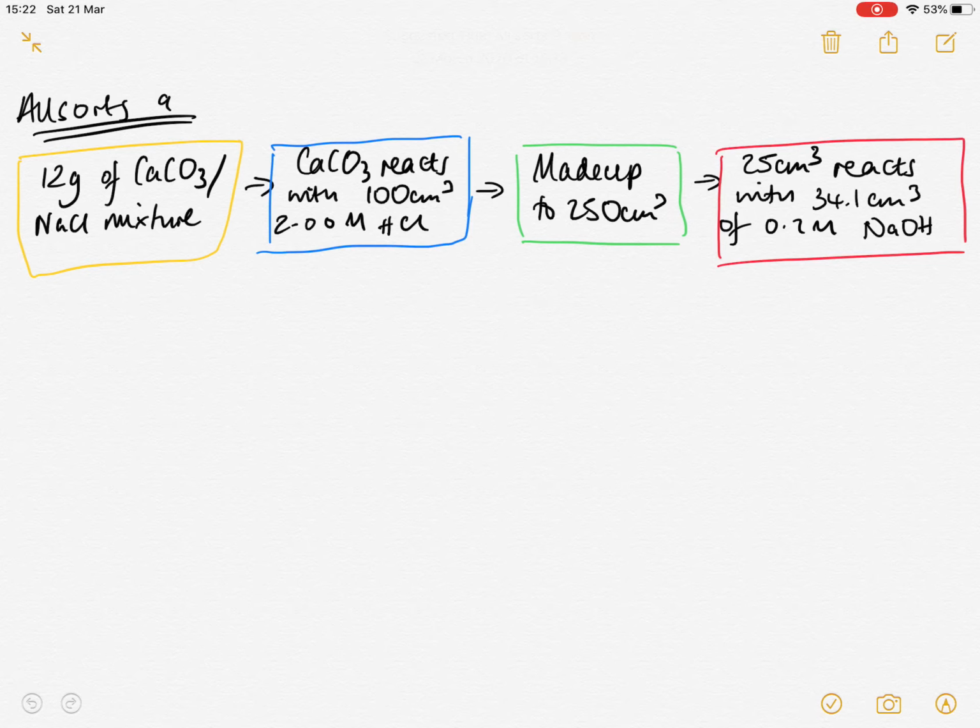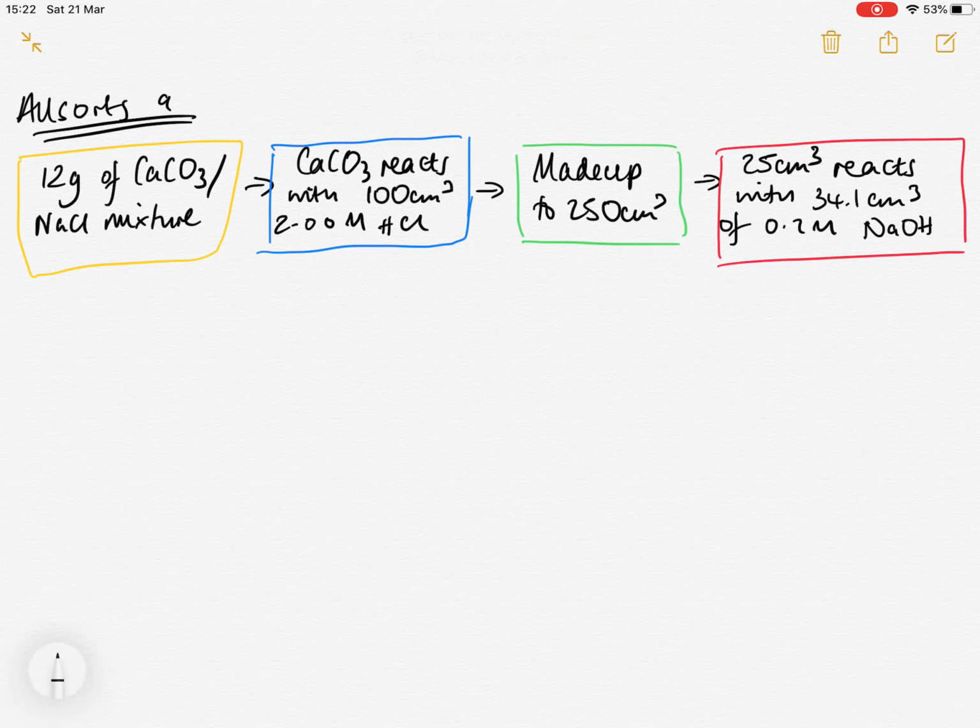So just to go through, it tells us that 12 grams of calcium carbonate and sodium chloride in a mixture are mixed with 100 centimetres cubed of 2 molar HCl, but only the calcium carbonate reacts. That's where my blue boxes come from. So the calcium carbonate reacts with 100 centimetres cubed of 2 molar HCl. The resulting solution is made up to 250 centimetres cubed, and then they take out 25 centimetres cubed and react it with 34.1 centimetres cubed of 0.2 molar NaOH.